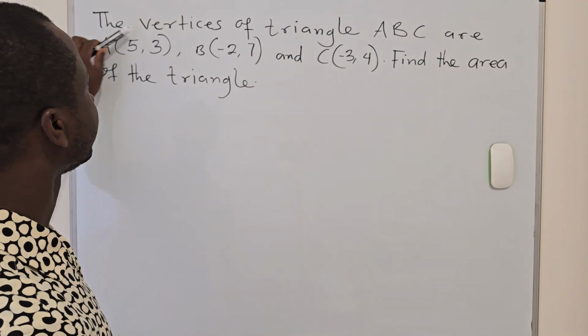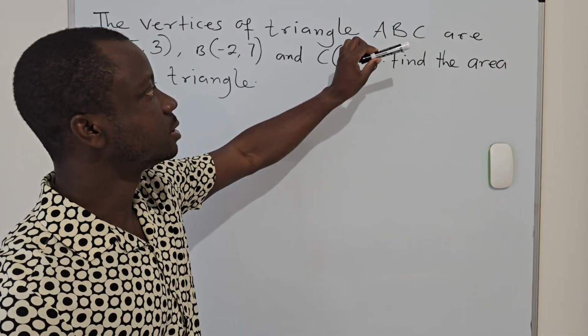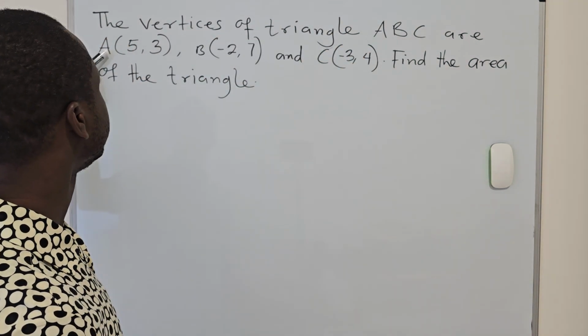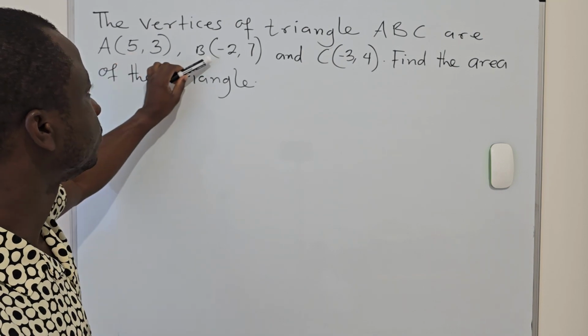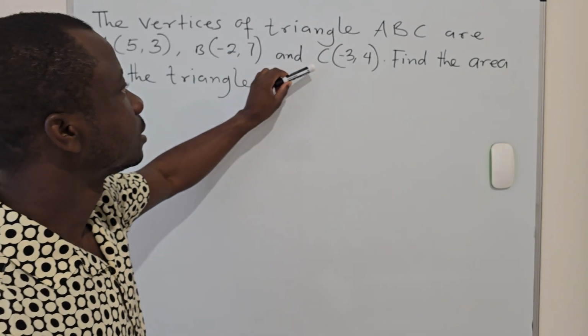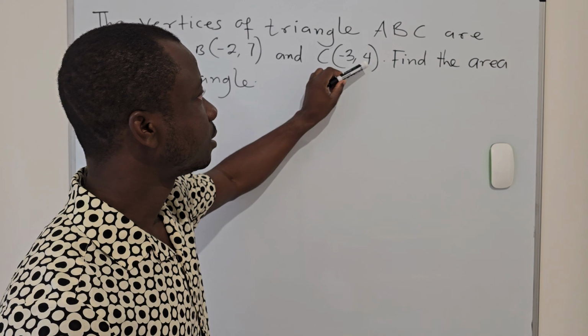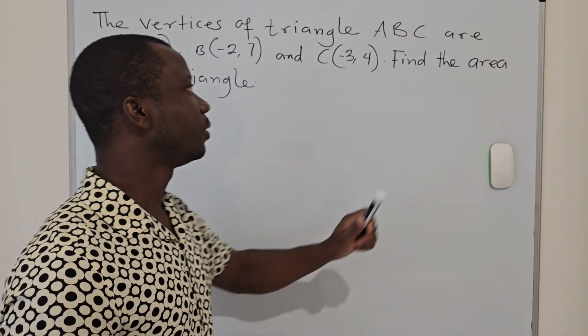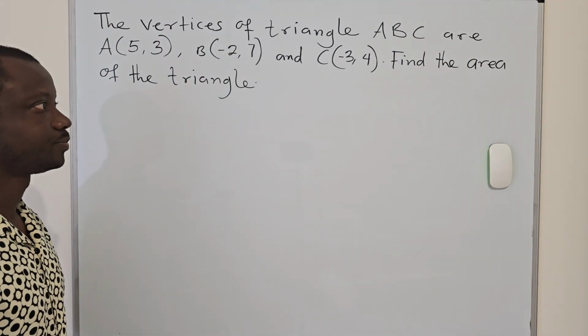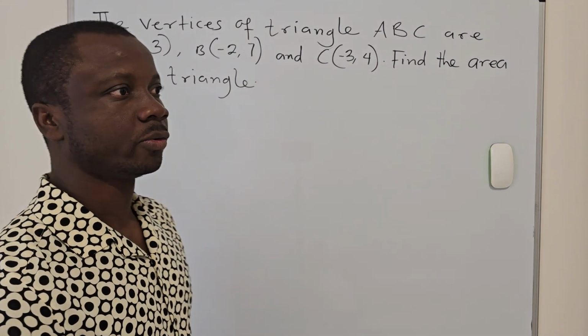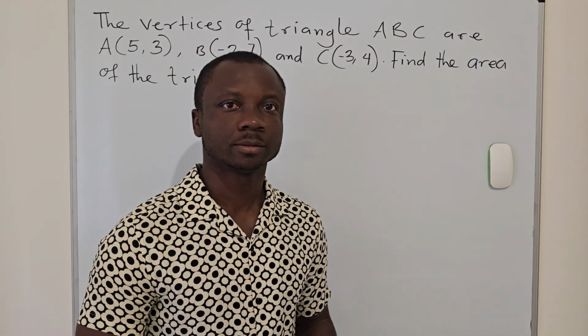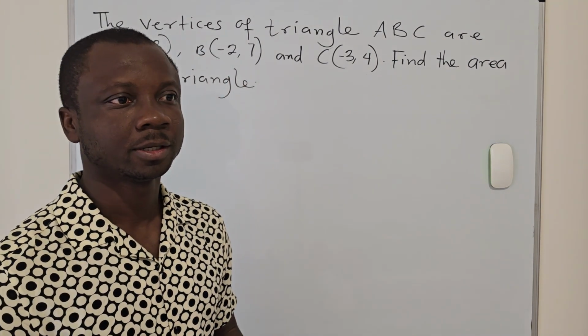So we have the vertices of triangle ABC are A with 5, 3, B with negative 2, 7, and C with negative 3, 4. Find the area of the triangle. So we are going to find the area of this triangle given the vertices.